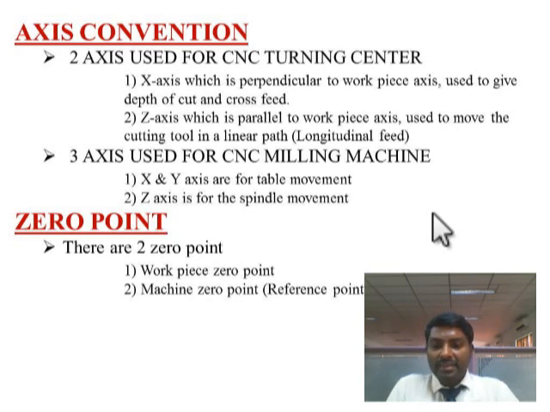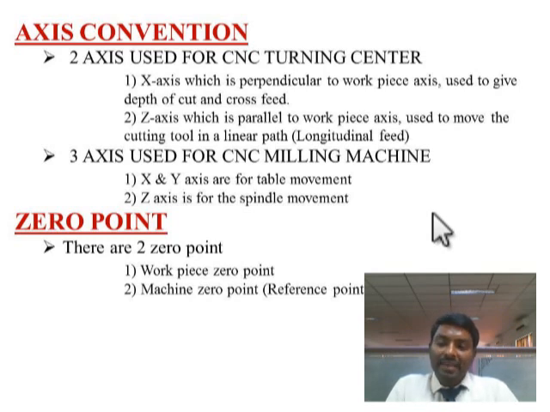To create a CNC part program, we have to know the position of the cutting tool. So we have to indicate where the cutting tool position is. For indicating the position of the cutting tool, we need some reference point that is called a 0 point. Based on that 0 point, the program will be created for a CNC machine.